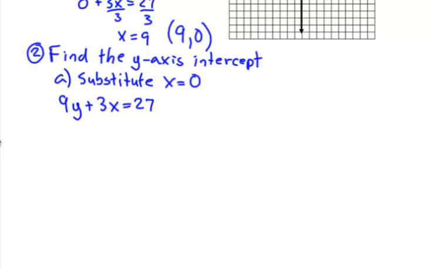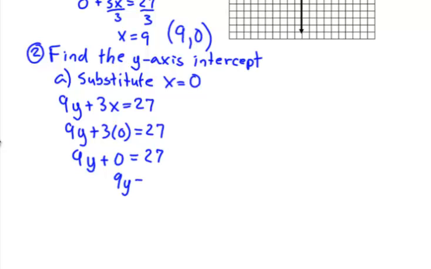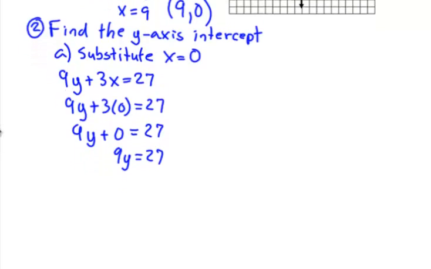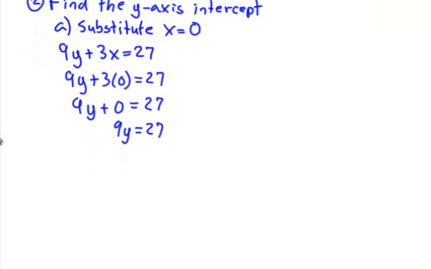And now where I have an x value, I'm going to substitute 0 in. So 9y plus 3 times 0 equals 27. So this becomes 9y plus 0 equals 27, or 9y equals 27. Now remember, the 9 and y are combined by multiplication, so our inverse operation is going to be division, and we're going to get y equals 3. And we need those 2 points to give us (0, 3).